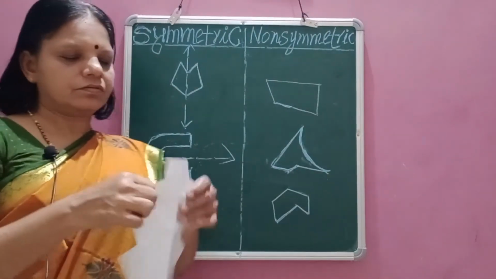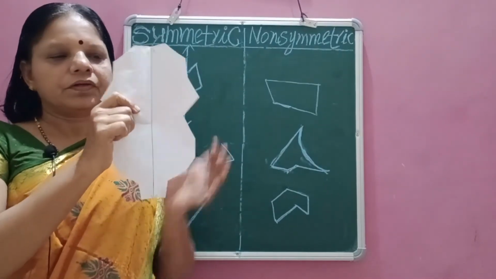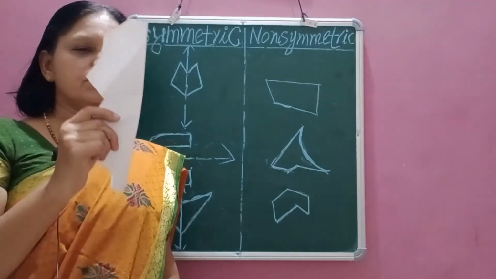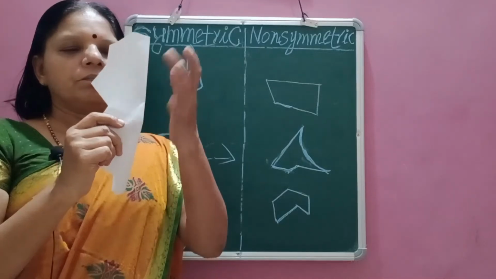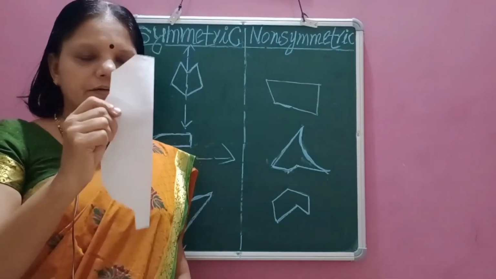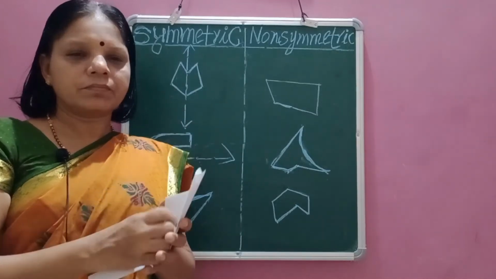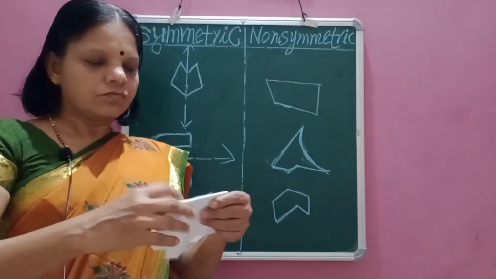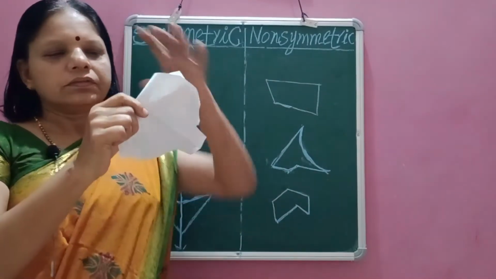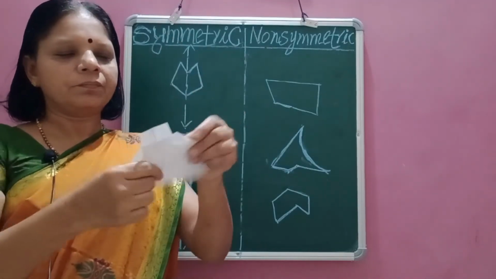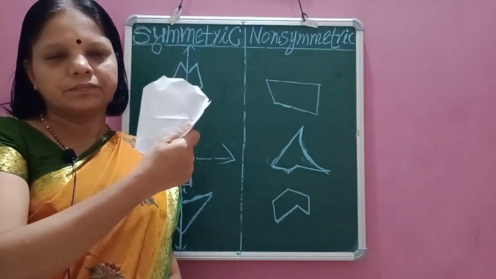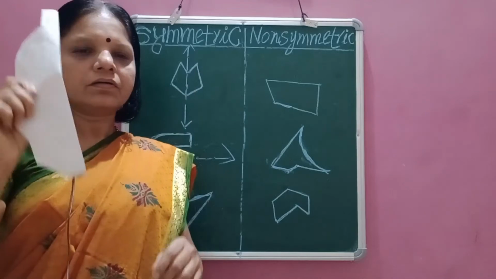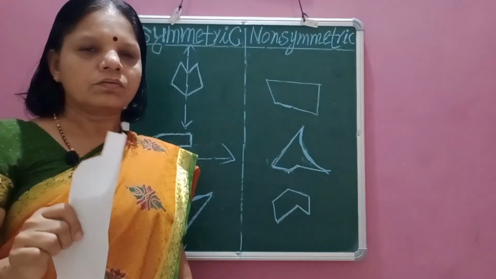Now look at this paper. It is of any shape. There is a line. If you fold along this, you cannot see both the parts separately, they exactly coincide. So this figure is symmetric. Clear? Only along this line. If I fold along this direction, you can see the parts differently. They are not congruent. Clear? So only this line divides the figure into two congruent halves.